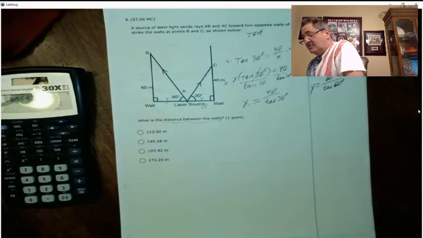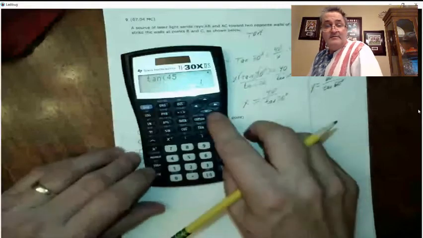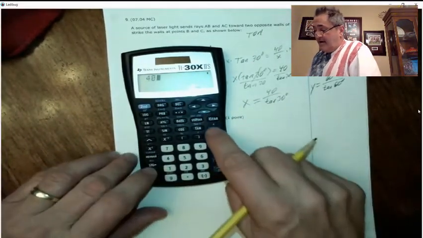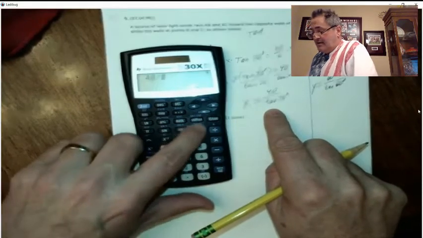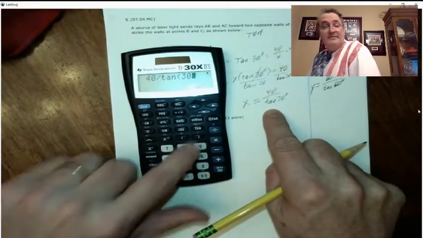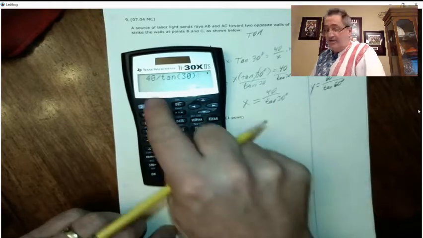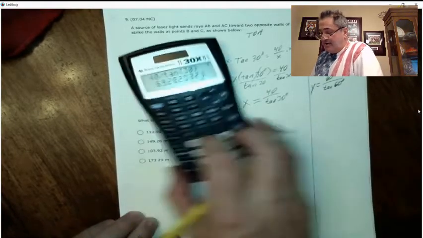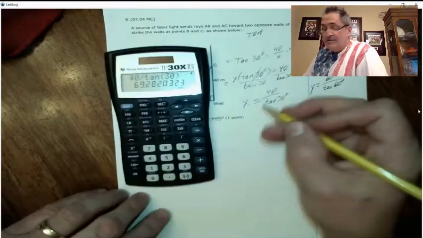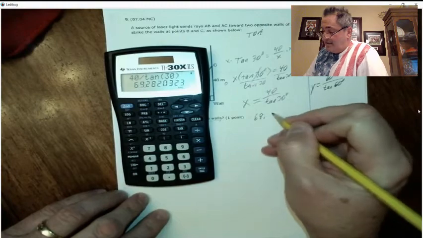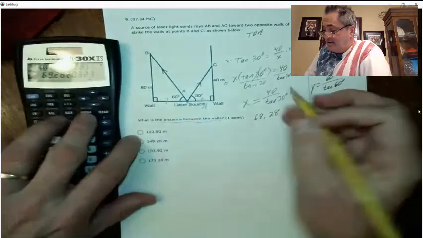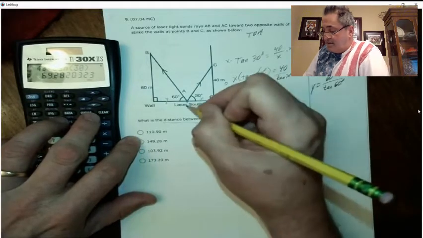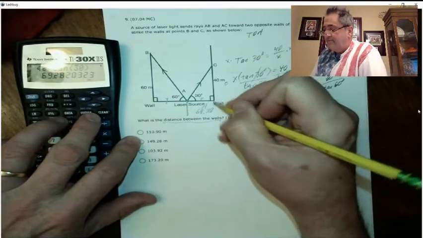So what are those numbers? Back to our calculator. Okay, 40 divided by the tangent of 30 degrees. 40 divided by the tangent of 30 degrees is 69. We'll round it to 2 decimals. 69.28. So that's how long this is. It goes to right there, from the wall to right there.